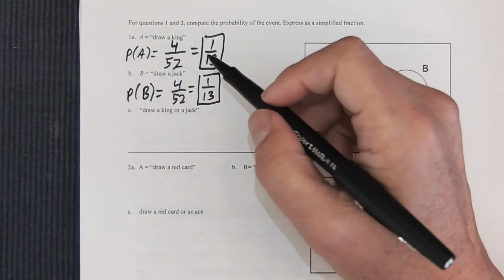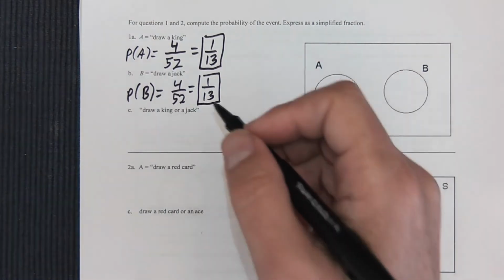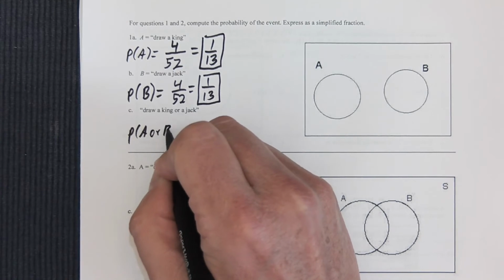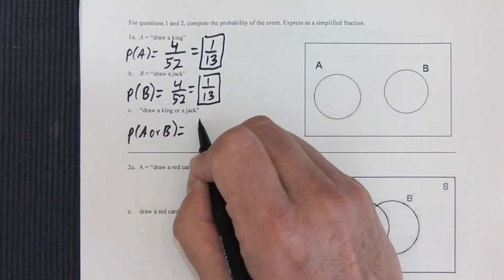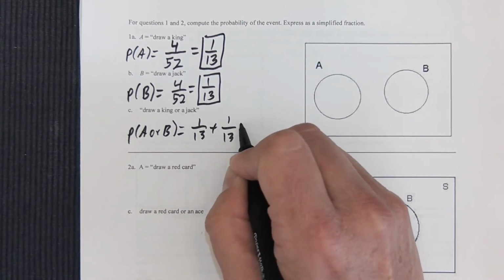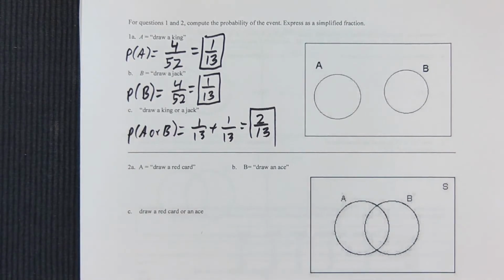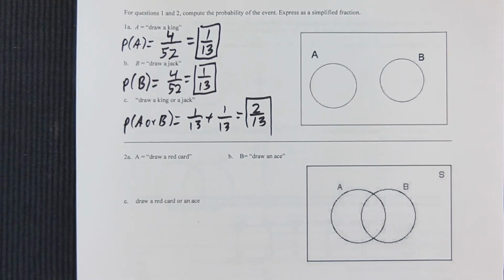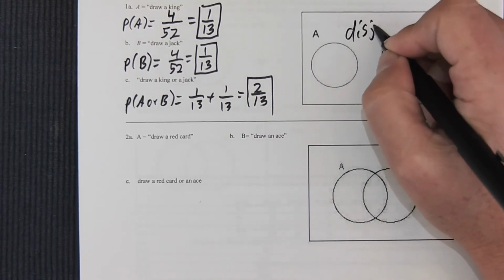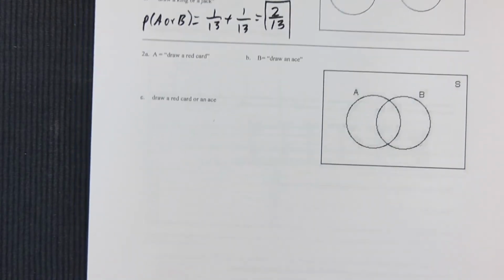Now, because kings are not jacks, they are mutually exclusive. So when it says draw a king or a jack, probability of A or B, well, we're just going to add those together. 1 over 13 plus 1 over 13 gives us 2 over 13. So these are mutually exclusive, so these are disjoint. This next part, they will not be.